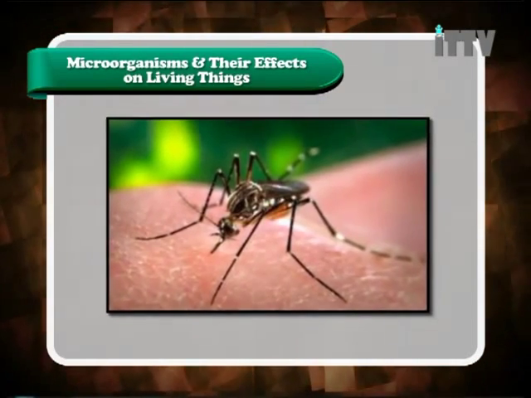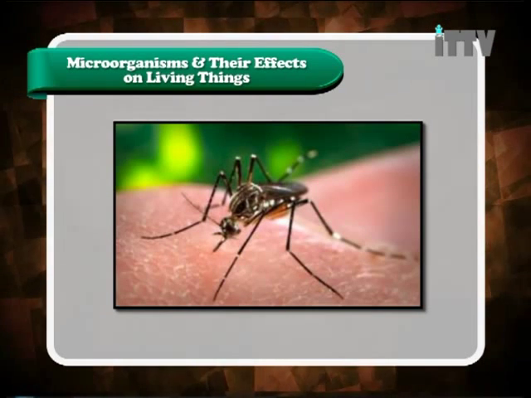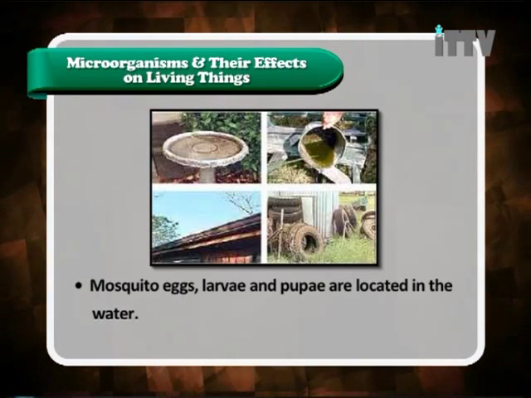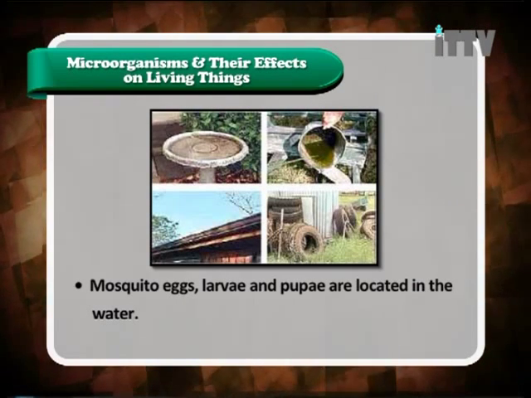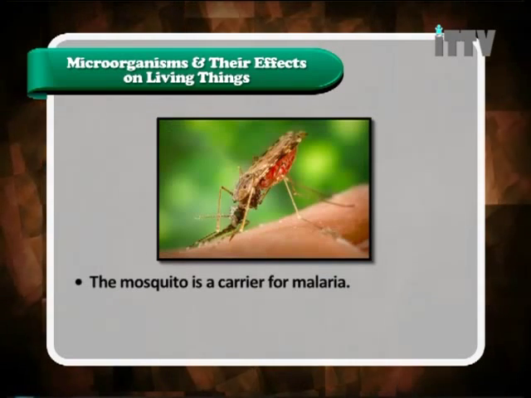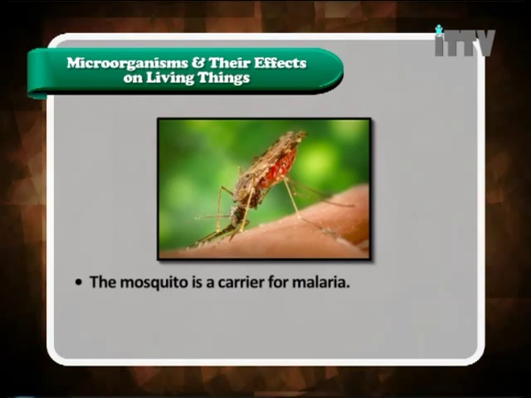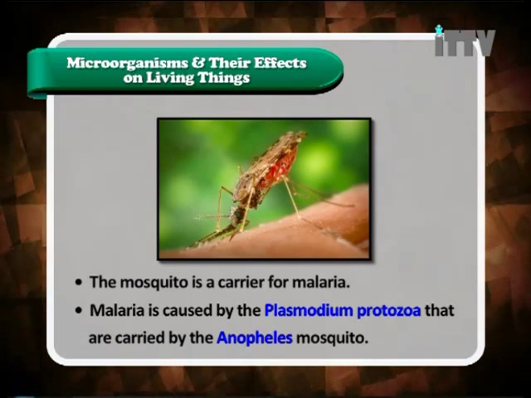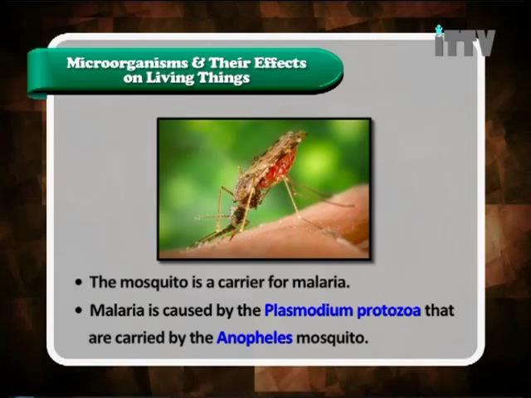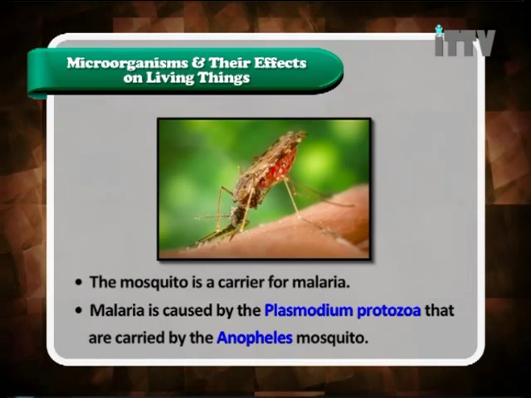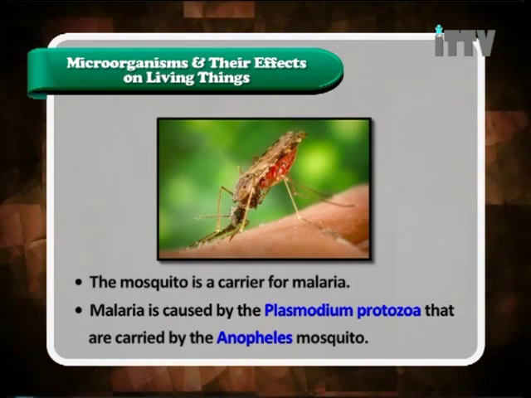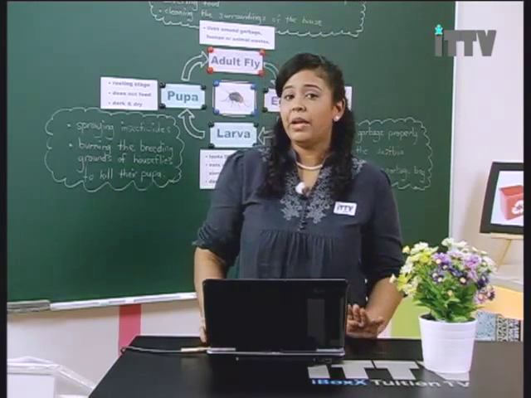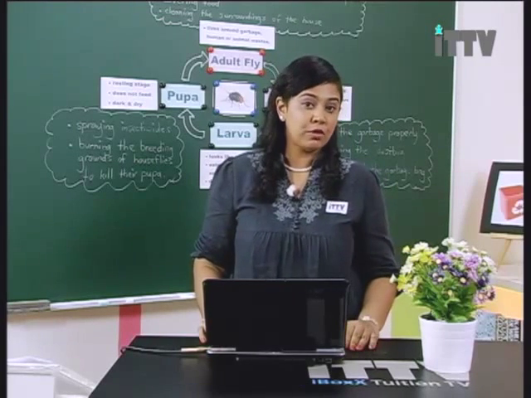Does it look familiar? Guess again. Yes, you are right. It's a mosquito. Mosquito eggs, larvae, and pupae are located in the water. The mosquito is a carrier for malaria. Malaria is caused by Plasmodium protozoa that are carried by the Anopheles mosquito. The protozoa enter a person's body through the bite of the Anopheles mosquito. So therefore, we are exposed to malaria due to mosquitoes.